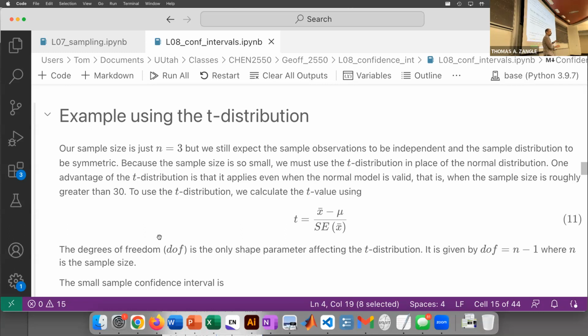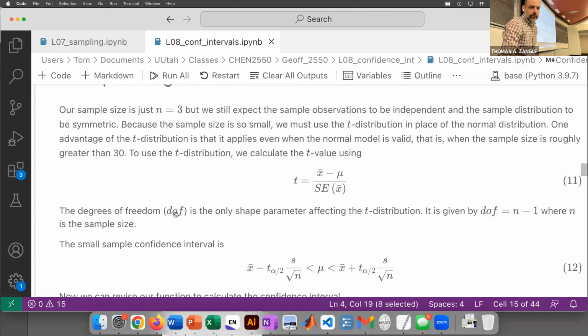But the shape of the t-distribution is a little bit different. It's a little bit wider than the normal distribution. And that shape is described by the degrees of freedom. It's the only parameter that determines the shape of the t-distribution, and we find the degrees of freedom as n minus 1, where n is the sample size.